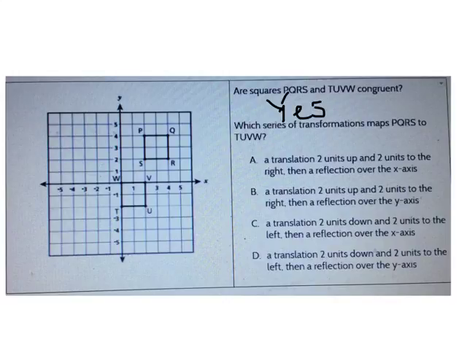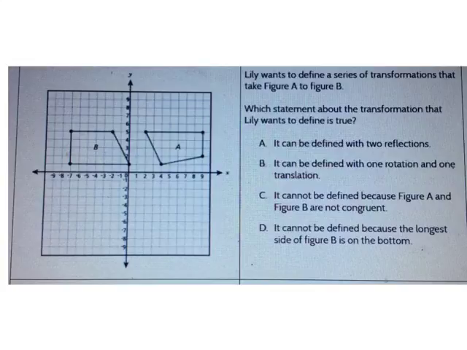Well, I need to look and see what each of these transformations would do to the top square. Go ahead and take your pick of which set of transformations would turn PQRS into TUVW. The correct answer is C. If I moved PQRS 2 units down and 2 units left, then reflected it over the x-axis, I would get shape TUVW.